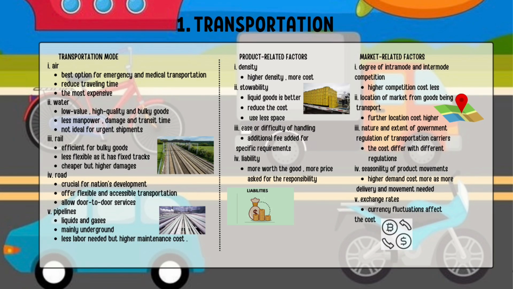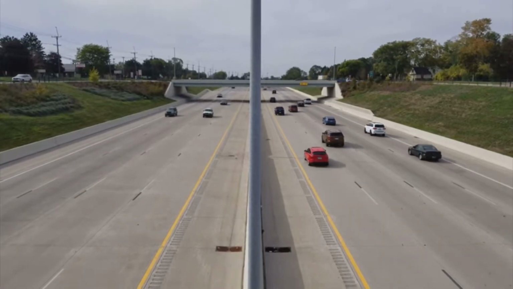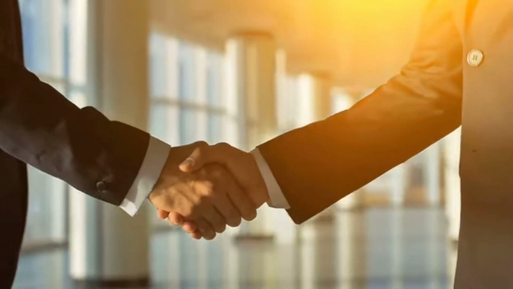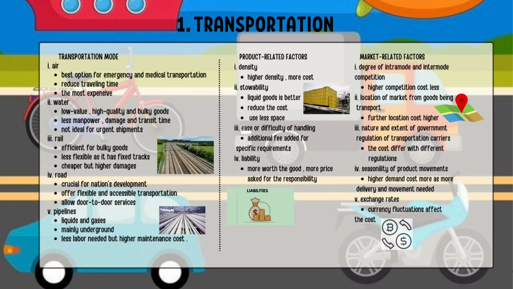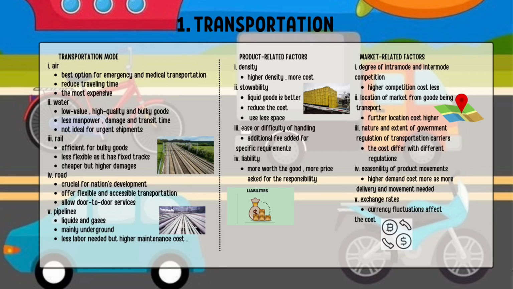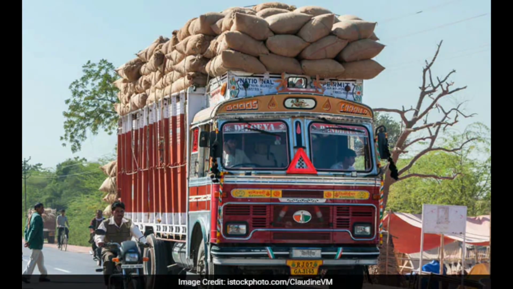Rail transport is also cheaper than road or air transport, but it will cause higher damages due to vibration of the tracks. Number 4 is road transport. This method is crucial for nations' development as they offer flexible and accessible transportation. The method also allows door-to-door services and variety of goods can use this road transportation.